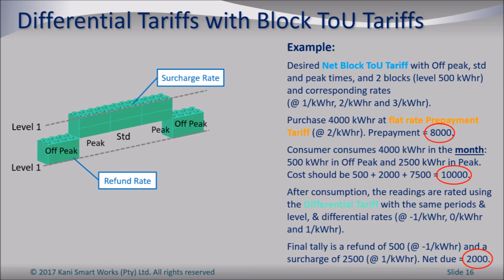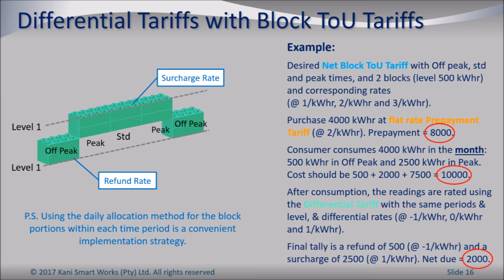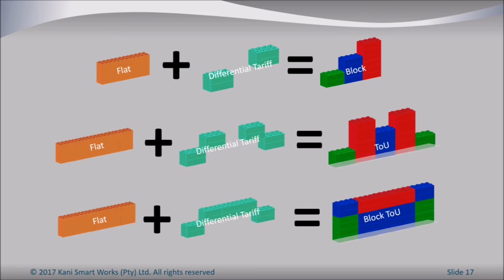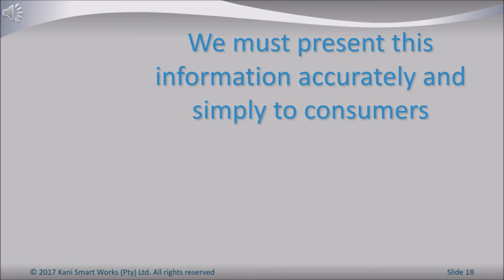Now, one should note that using the daily allocation method for the block portions within each time period is a convenient implementation strategy in this case. So in summary, we can apply a flat tariff at the time of prepayment, together with differential rates using a differential tariff to give the desired block tariff, time of use tariff, or even block time of use tariff. Now we need to remember that we must present this information accurately and simply to consumers.